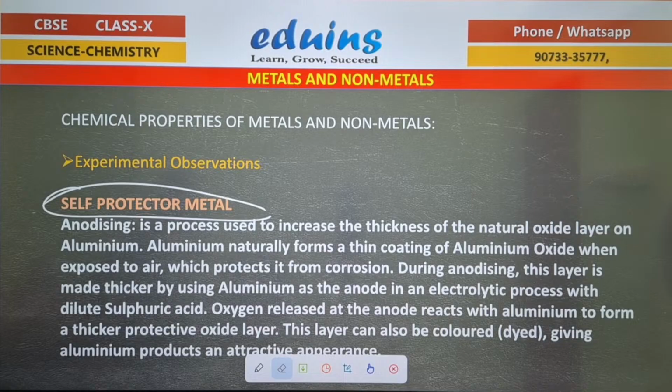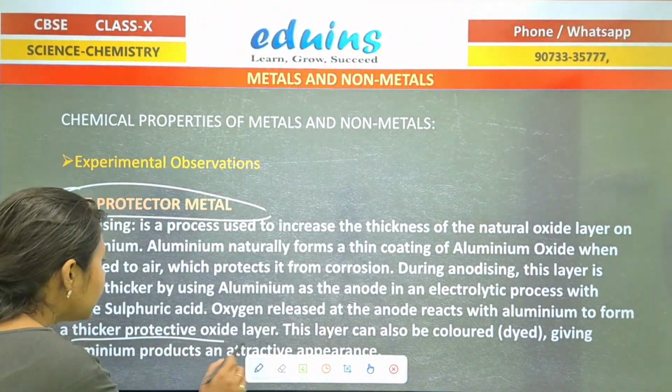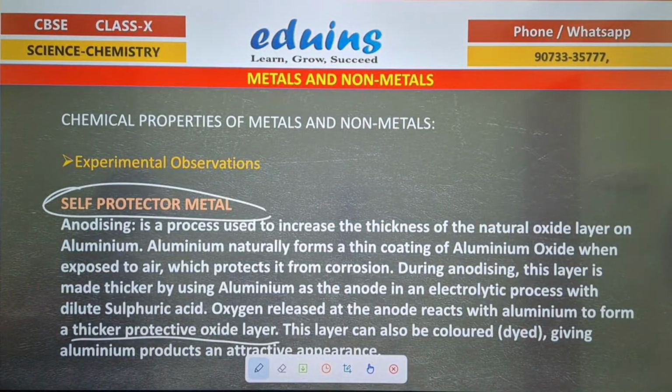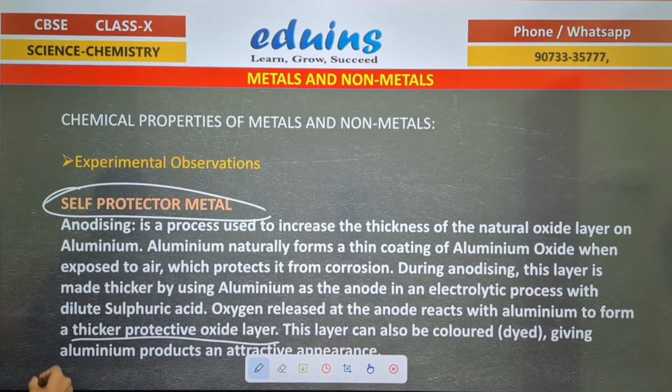During anodizing, this layer is made thicker by using aluminium as the anode in an electrolytic process with dilute sulfuric acid. Oxygen released at the anode reacts with aluminium to form a thicker protective oxide layer. So, the oxide layer is the protective layer. So, the metal oxide layer, that means the aluminium oxide layer is the protective layer. This layer can also be colored or dyed, giving aluminium products an attractive appearance.